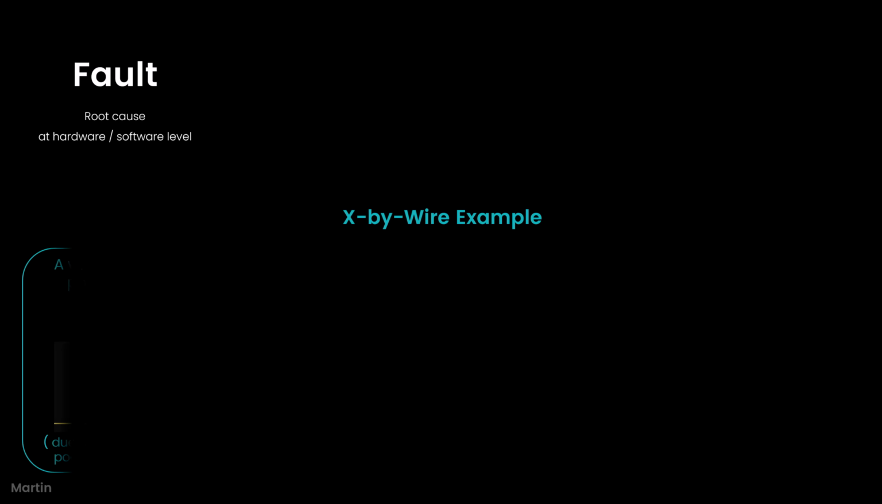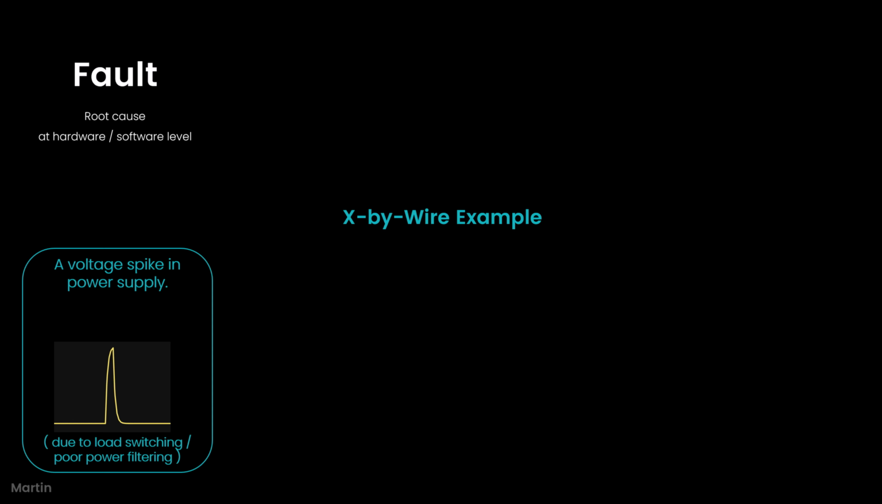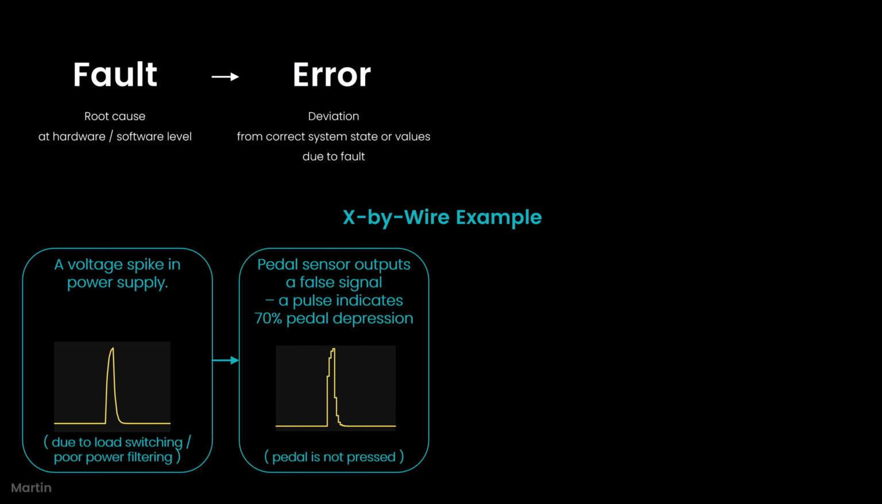To recap a few concepts in Session 1, a fault is the root cause of a malfunction within a system, such as a short circuit or a software bug. In a brake-by-wire system, a fault could be a transient voltage spike in the power supply line due to load switching or inadequate power filtering. This electrical disturbance may affect the brake pedal position sensor, which is analog and sensitive to voltage fluctuations. This fault can lead to an error, defined as an unintended deviation in the system's internal state. In this case, the sensor might output a false signal, such as a pulse indicating 70% pedal depression, even though the brake pedal was not pressed at all.